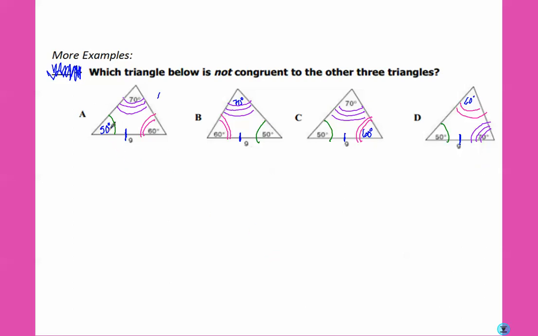So the key thing is that the angles surrounding the side should be congruent. So I got a 50, the 9, the 60. Okay, 50, 9, 60. Good. 50, 9, 60. Good. 50, 9, 70. So that's the one that doesn't work. It doesn't match.